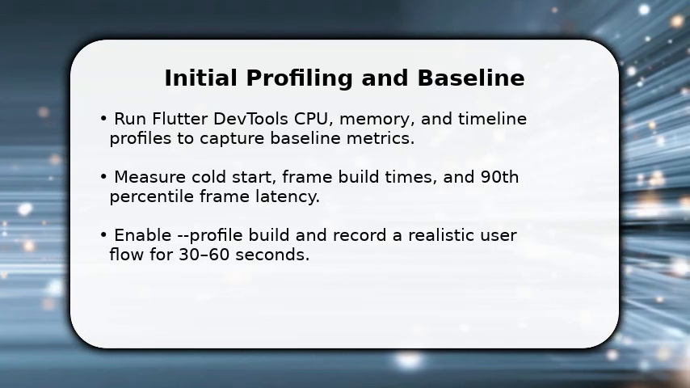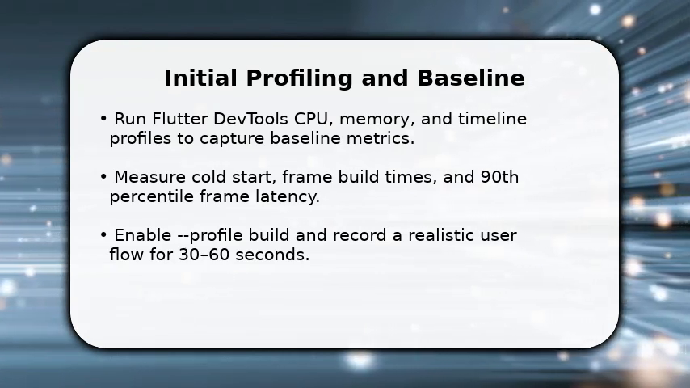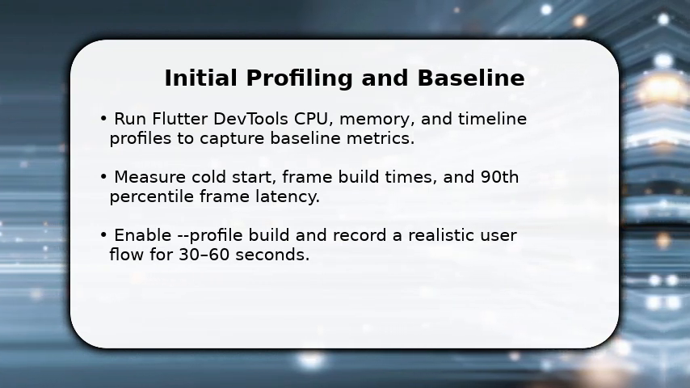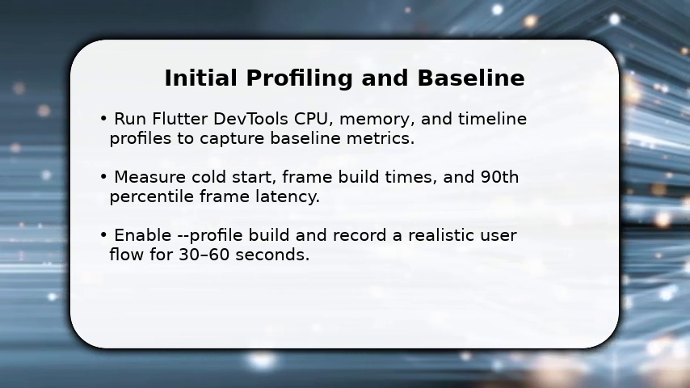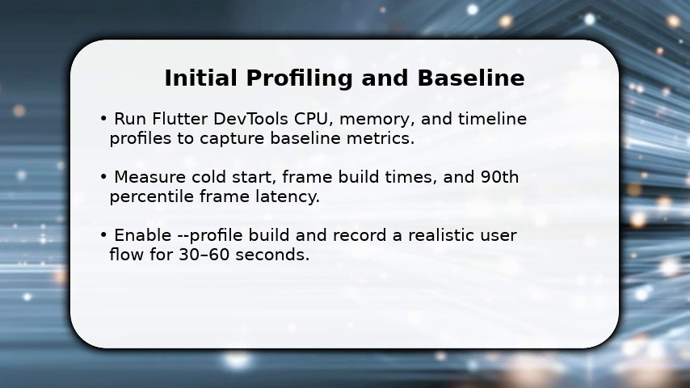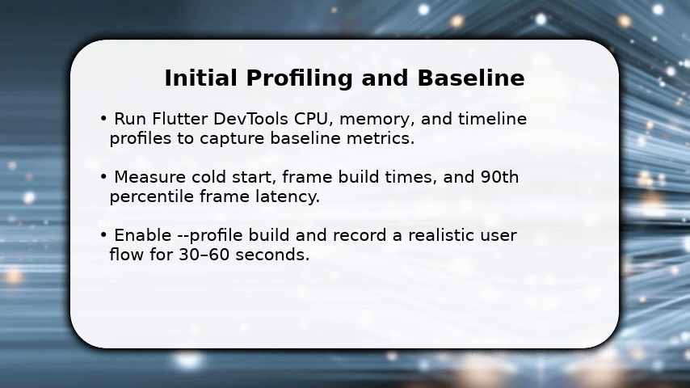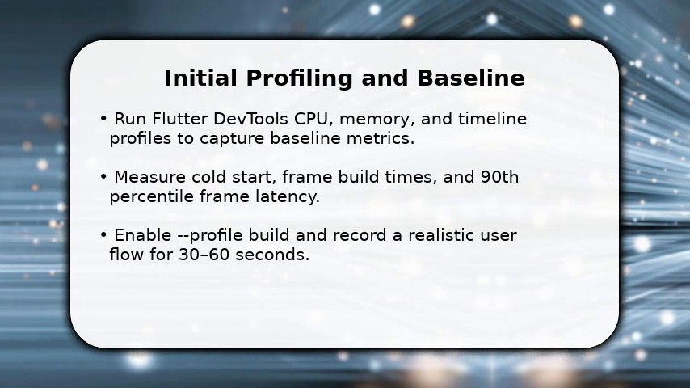Enjoy the video. You begin by profiling to know what to fix. Start with DevTools CPU, memory, and timeline traces. Run and profile build and exercise realistic flows for 30 to 60 seconds so you capture cold start and steady state behavior. Focus on 90th percentile frame times and heap spikes. Once you have baseline numbers, you can prioritize fixes by impact instead of guessing.